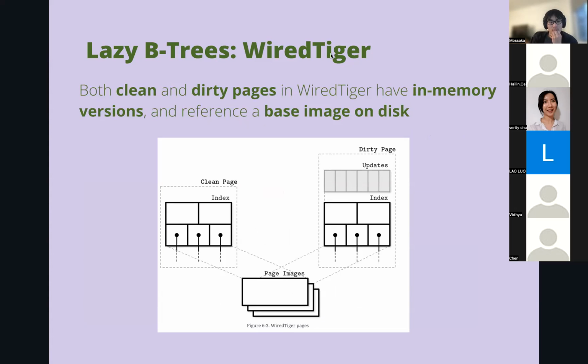Yeah. So both the clean page and the dirty page in WiredTiger have in-memory versions, and they all reference a base image on disk. As you can see in this graph, there are in-memory versions for both, and then in dirty pages, besides the index, there are also those update buffers, and they also have their base image on disk. Next page.